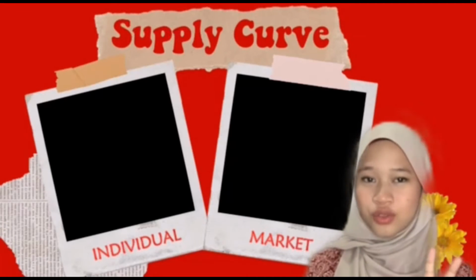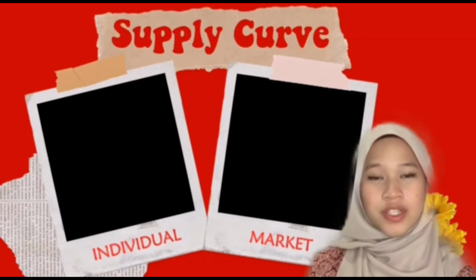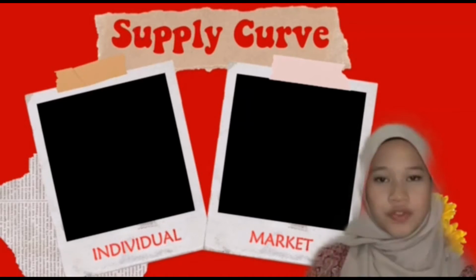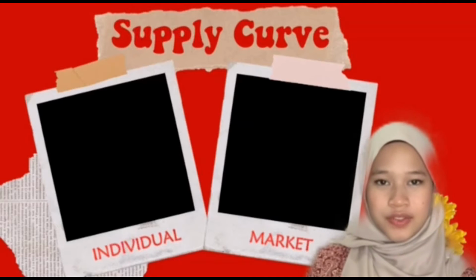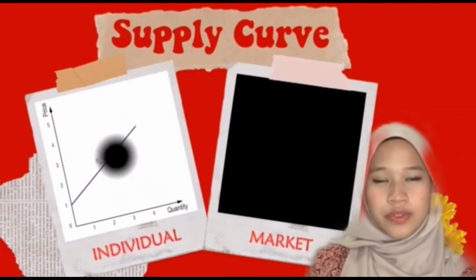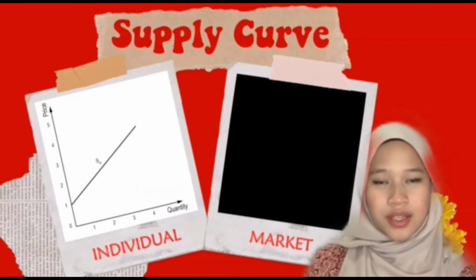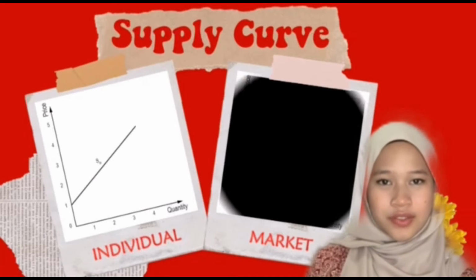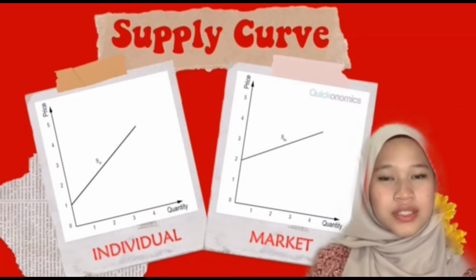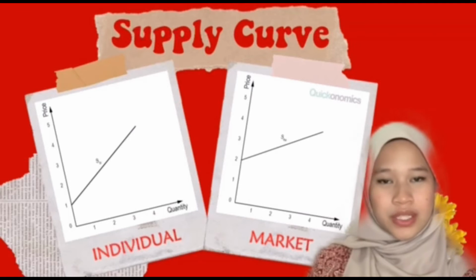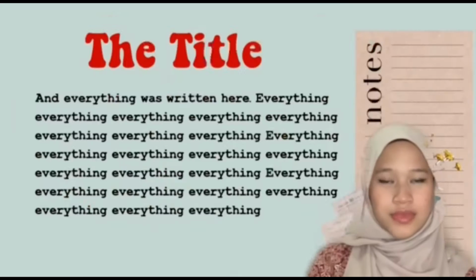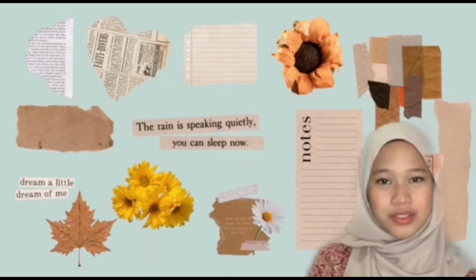There are two types of supply curve. First is individual and second is market. The individual supply curve is upward sloping from left to right, and the market supply curve is flatter and wider than the individual supply curve. And that's all about the law of supply.